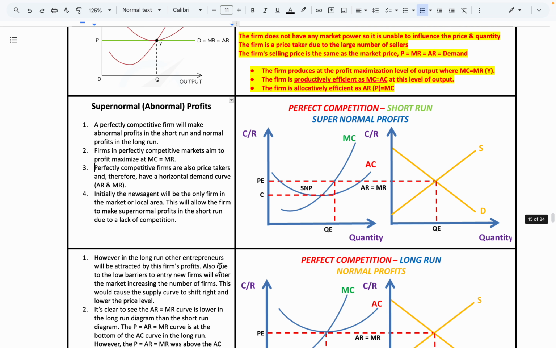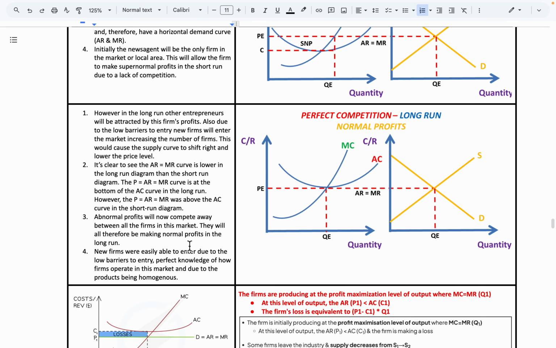And number 4, initially the new agent will be the only firm in the market or local area. So this will allow firms to make supernormal profits in the short run due to a lack of competition.